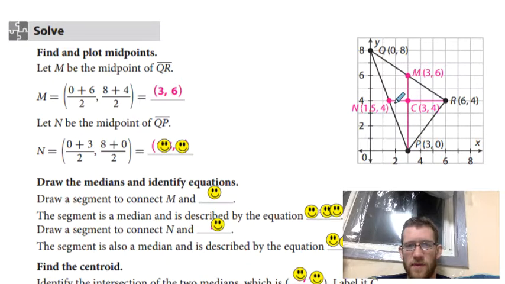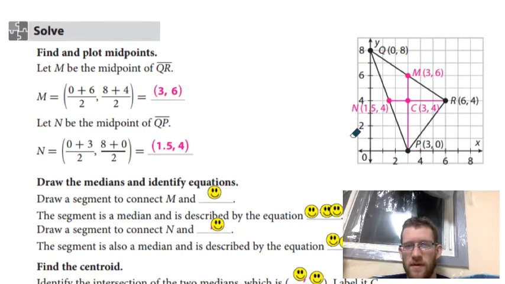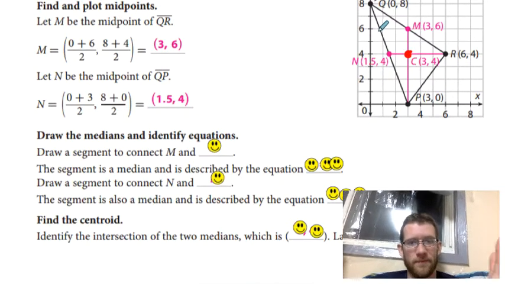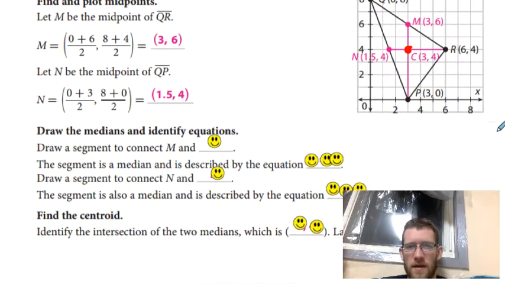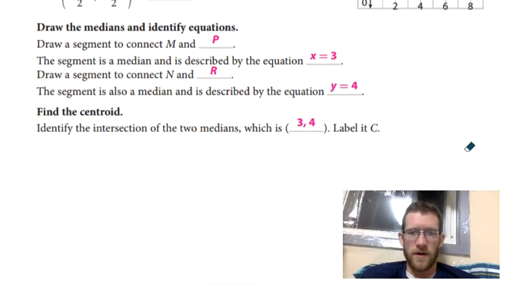Similarly, we're going to find the midpoint here to draw the median. The average of 0 and 3 is 1.5. The average of 8 and 0 is 4. So we go to 1.5, 4. And then we can draw it. Interestingly enough, these cross at the centroid, right? The centroid is at the coordinates 3, 4. Okay. That's it. I'm going to do the other one in another video.